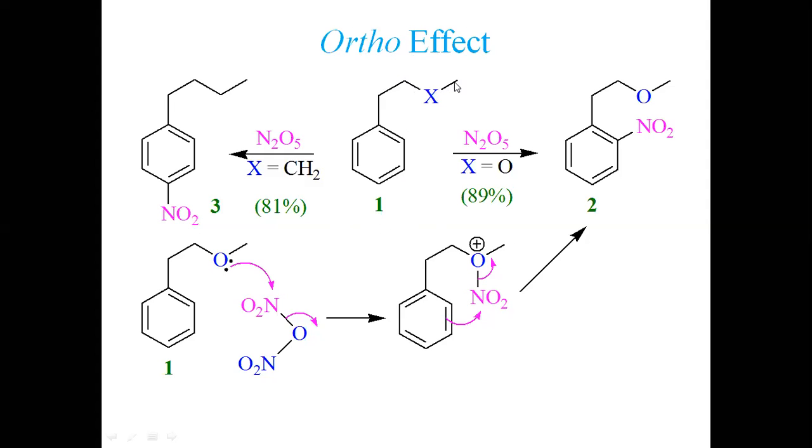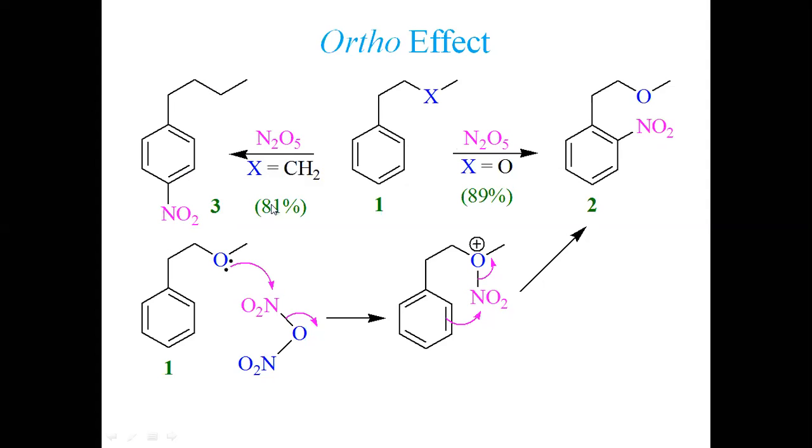We have this CH2, CH2, but oxygen CH3. On the other side, this X may be a CH2 group. This is the only difference. So if we react this with nitrogen pentoxide, if you remember, this is a nitrating agent, then we get the ortho nitro product as the dominating one. But if we are nitrating this, where X is a CH2 group, then the para product is dominating.